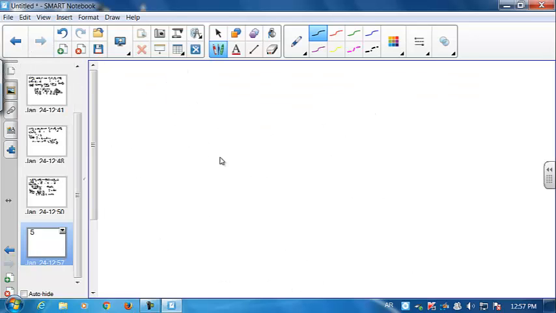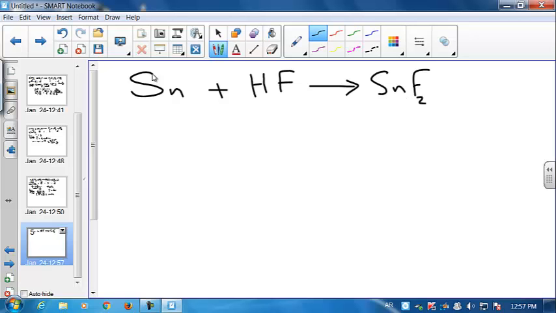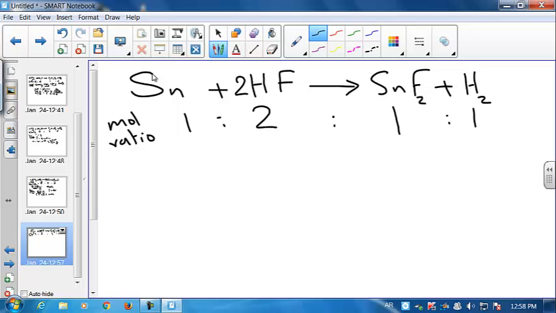Another example. He gave me this equation, tin reacts with hydrogen fluoride to give tin fluoride plus H2. Balance the equation before anything, so I have to multiply this by 2. And then I put the mole ratio before anything. This is the mole ratio, 1 to 2 to 1 to 1. And then I see what does he want.